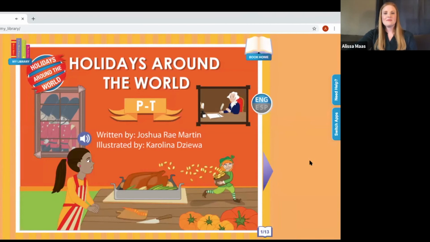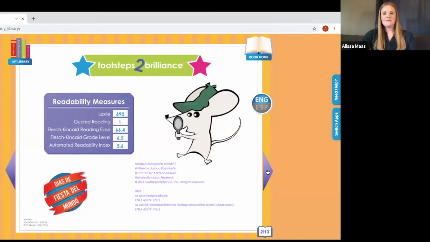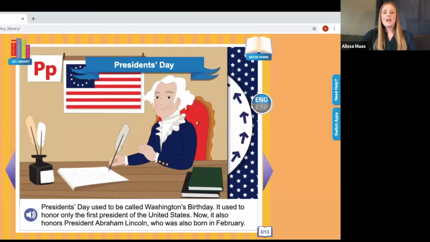Holidays Around the World, P through T. Written by Joshua Ray Martin. Illustrated by Carolina Javy. This page talks about President's Day. Let's click on the speaker icon to see what it says.